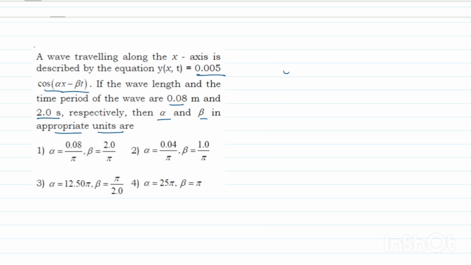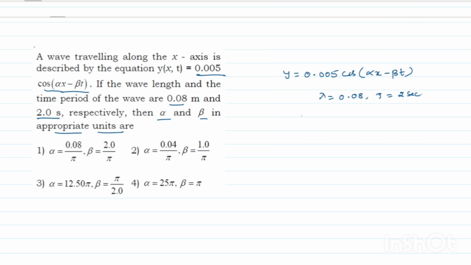Now here the equation of the wave is given as y equals 0.005 cos(alpha x minus beta t), where the wavelength lambda is given as 0.08 and the time period is given as 2 seconds. Now let us calculate the k value.